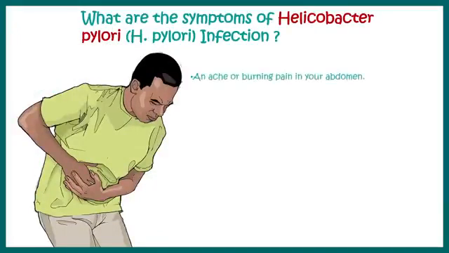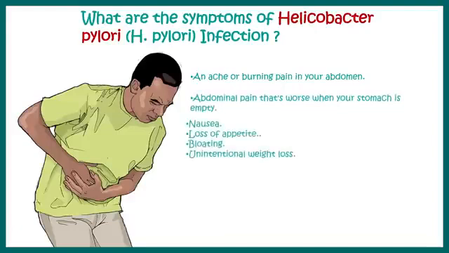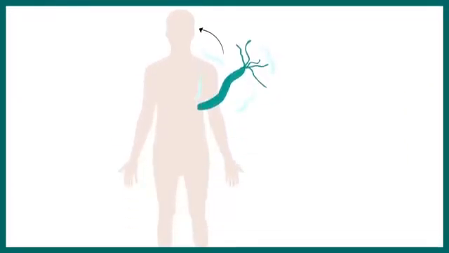So the general symptom is ache and burning sensation in the abdomen, and it worsens when the stomach is empty. Other than that, nausea, loss of appetite, bloating, and weight loss are other symptoms of Helicobacter pylori infection. Let's talk about the transfer route of Helicobacter pylori.